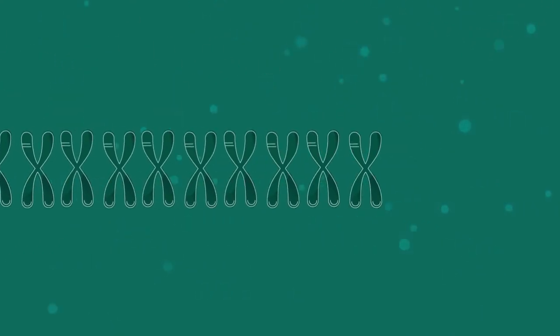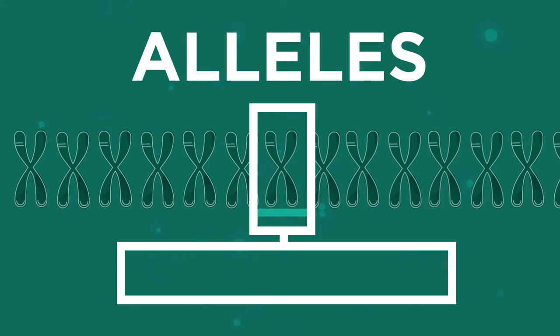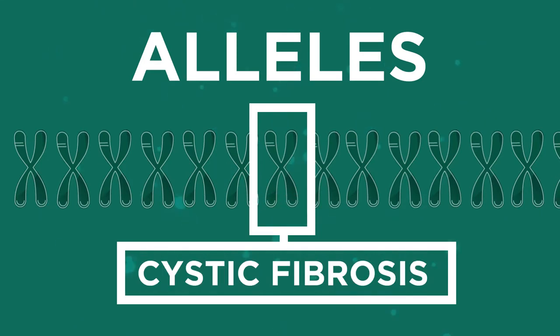The forms of genes, or alleles, associated with different inherited disorders have been mapped, which means that genetic tests can be carried out on people to see if they are sufferers or carriers of an inherited disorder. For example, a genetic test can tell if someone is a carrier of cystic fibrosis.